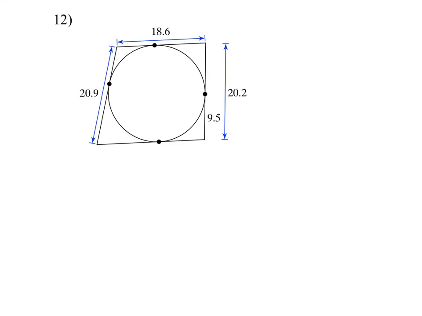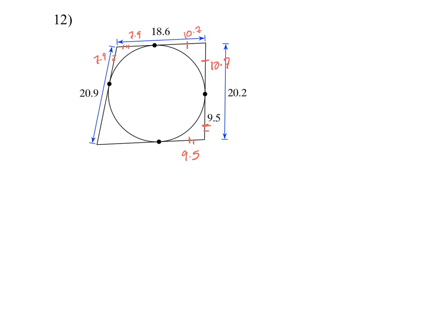Again, this segment right here is congruent to that one, right? This is congruent to this one, so this is 9.5, right? So this one is 10.7. So this piece right here is 10.7, right? So this one right here is 18.6 minus 10.7, 7.9. So this one is also 7.9, right?